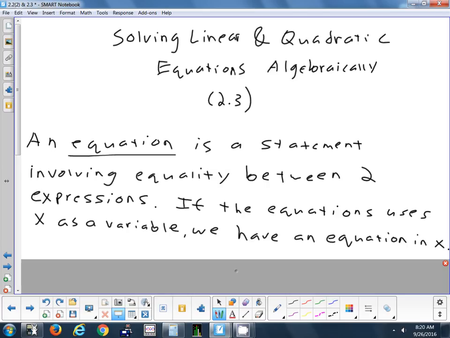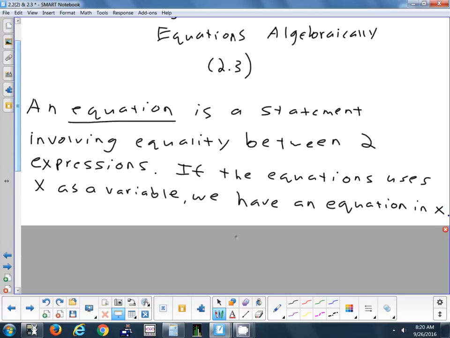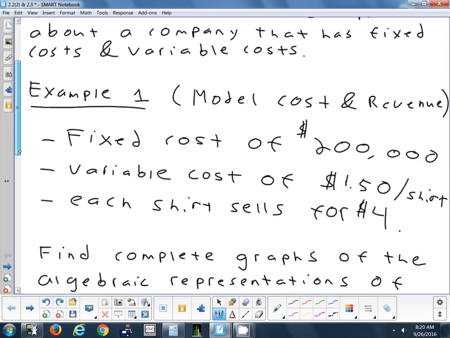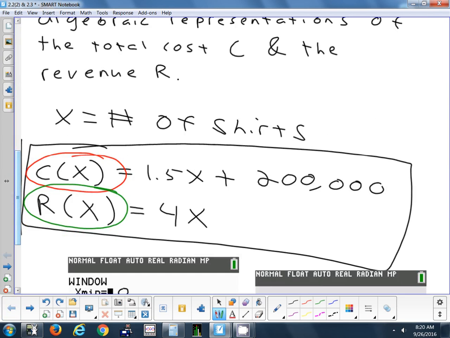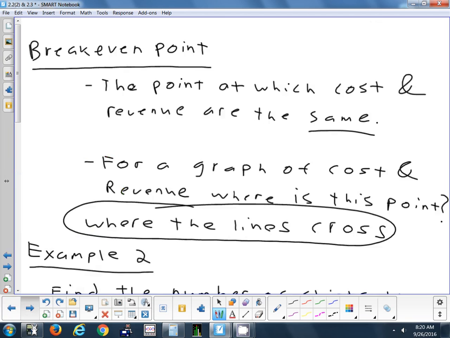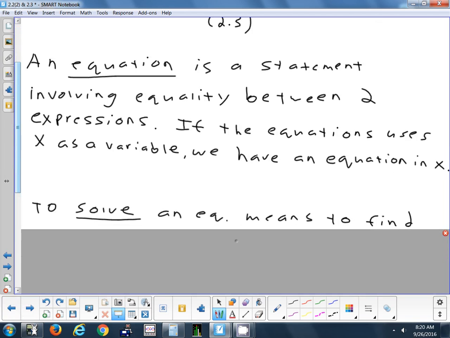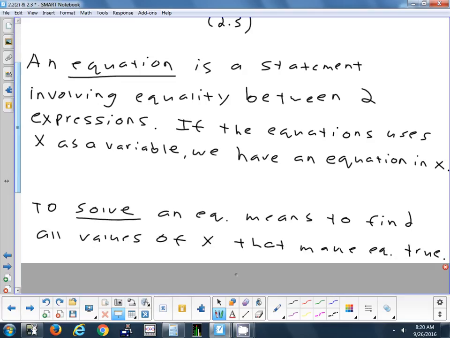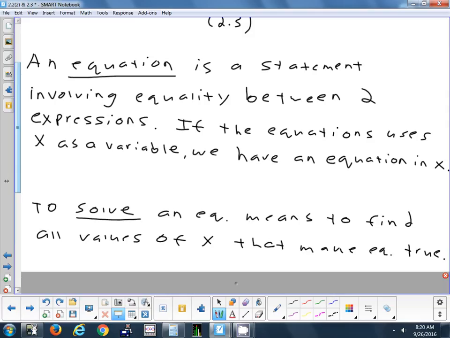But if you have an equation that uses a letter as a variable, such as x, you could say we have an equation in x. And the way I usually say this part is when we're writing an equation like this, I say here's our cost as a function of x, our revenue as a function of x. It's an equation using the letter x. Okay, so to solve an equation means find the solution. Okay, we're finding the values of x that make the equation true.